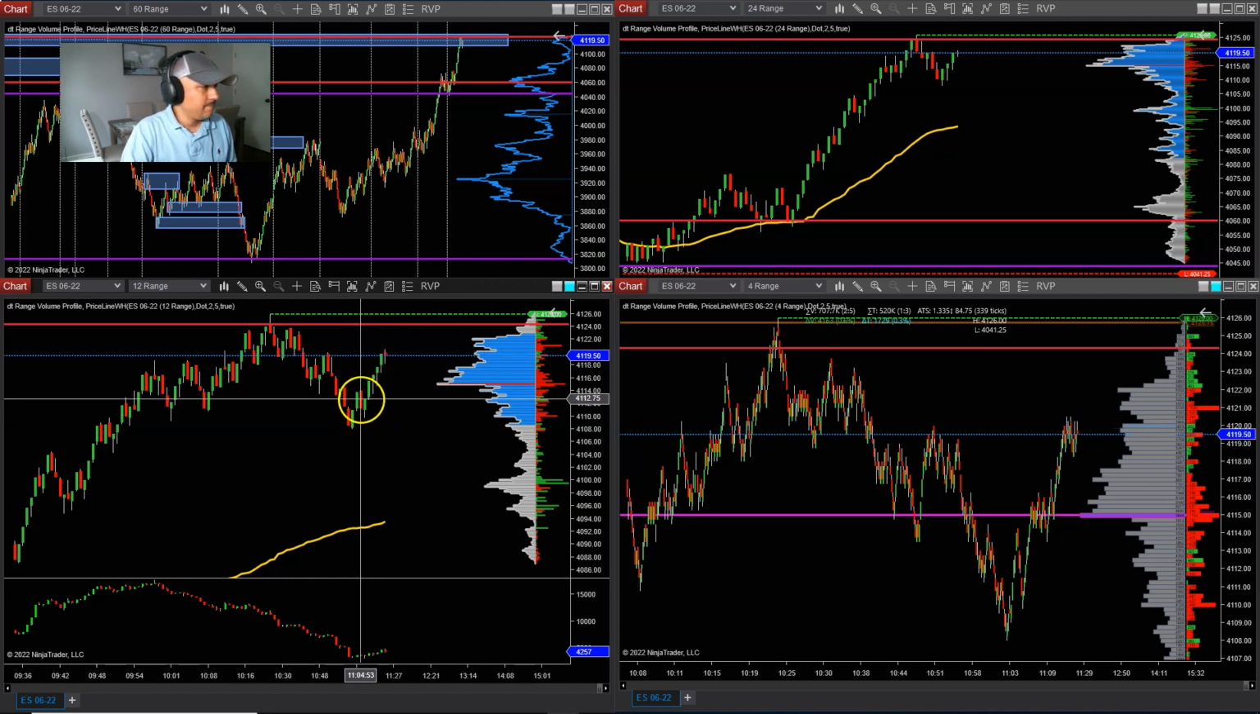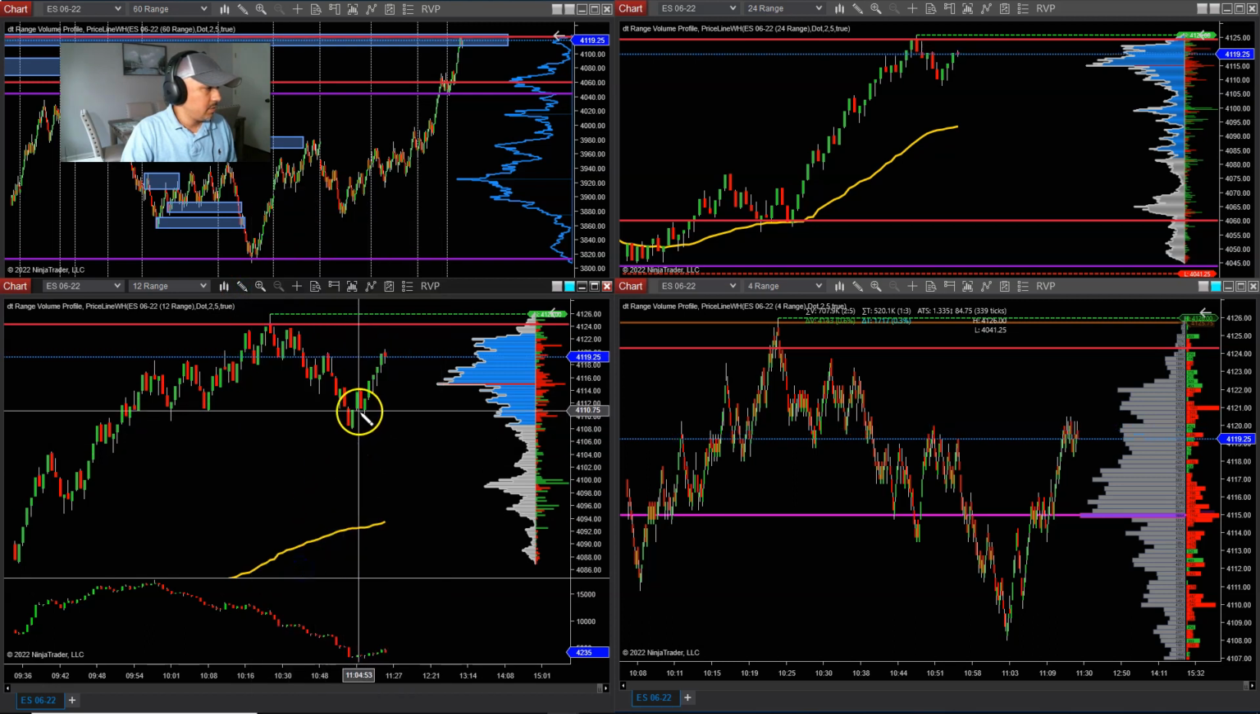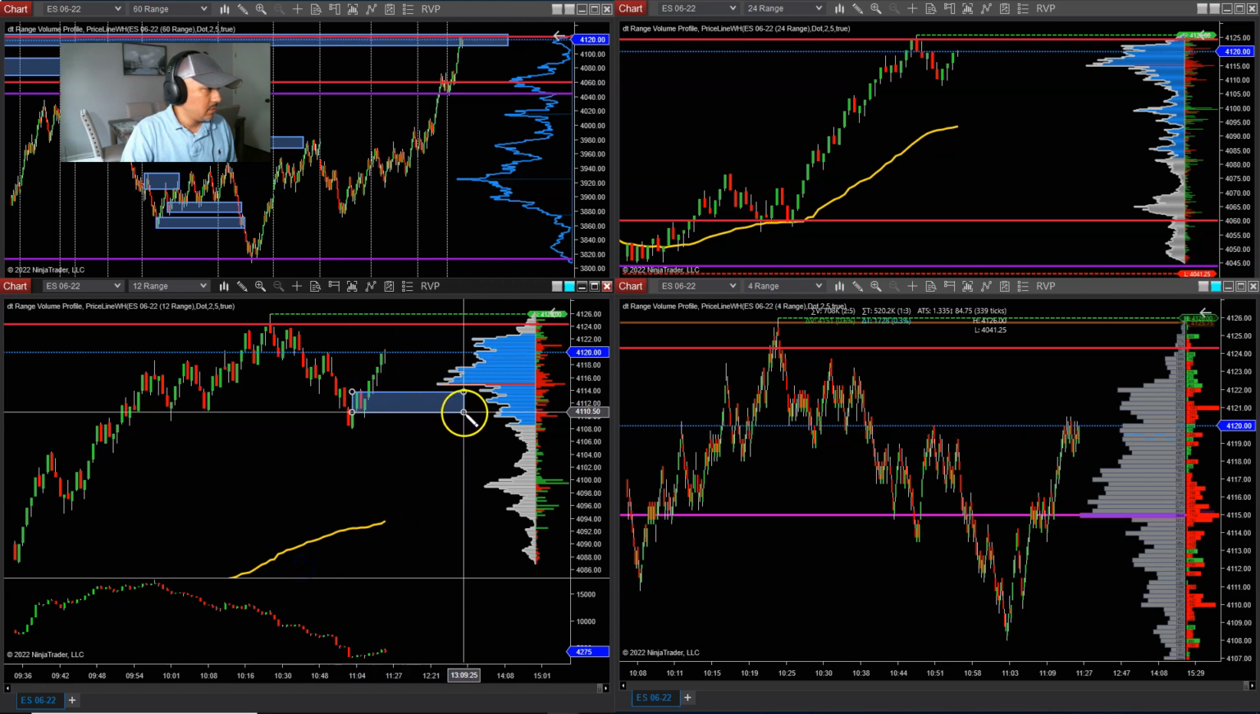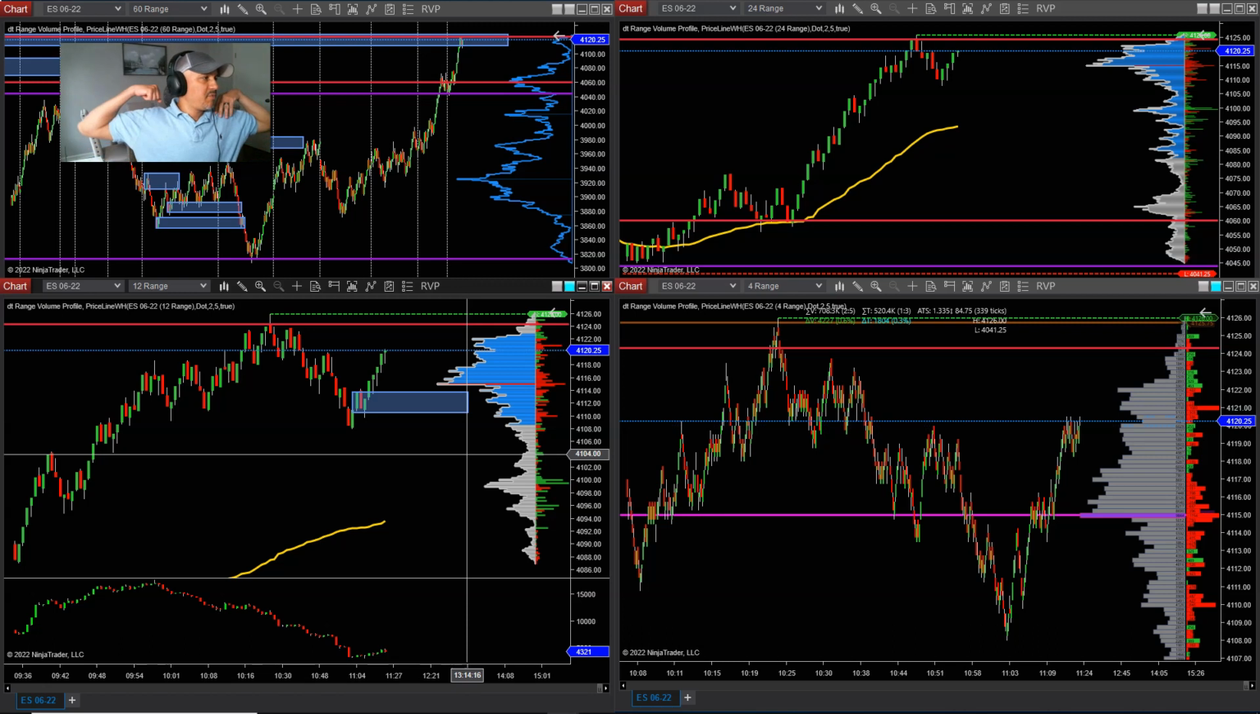Right here, just gonna draw it out. Area right here. If our price comes back to it, we'll see. But I'm not taking it until the price gets back to it. I'm just waiting for the rejection, if price does get to there.